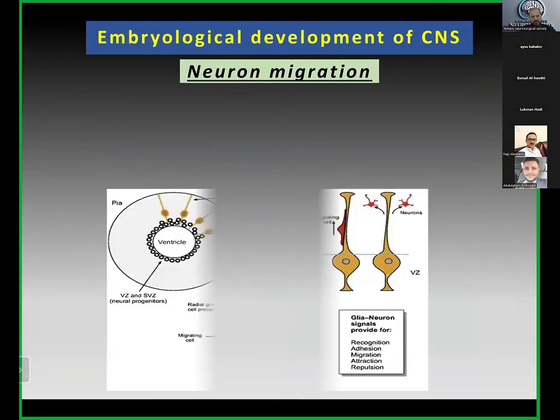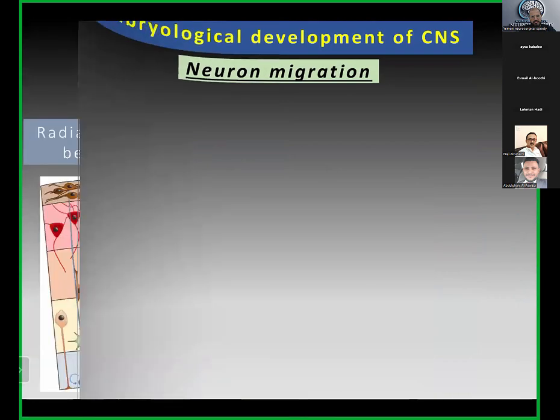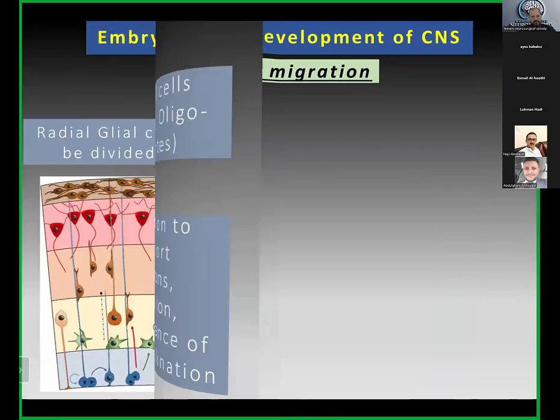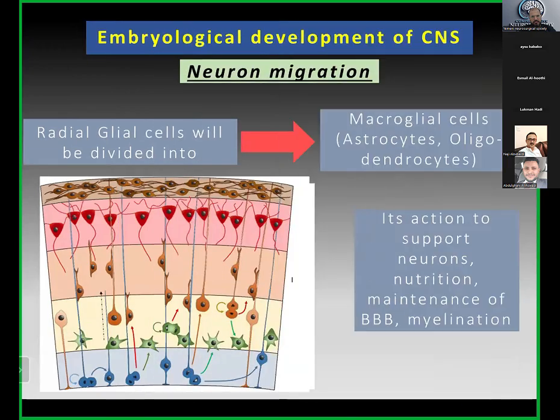So, to make a revision about these radial glial cells, they divide in three ways. They make more radial glial cells. Also, they divide to the neural progenitor, or intermediate progenitor, which will form the neurons later on. Also, they divide to form the macroglia in the form of astrocytes and oligodendrocytes.